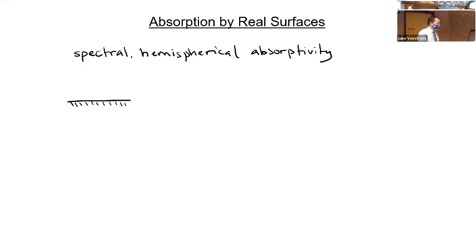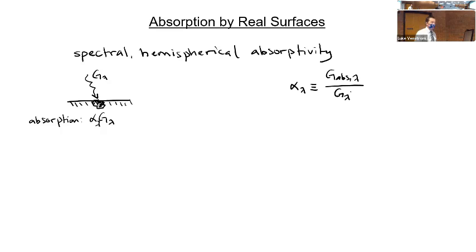So here, I'm thinking in terms of that surface, I have some incident energy, and I want to know what fraction of that incident energy actually gets absorbed by the surface. So that's the absorption at this particular wavelength. So the spectral hemispherical absorptivity is defined as the ratio of that: what is absorbed at that particular wavelength relative to what is incident at that particular wavelength.